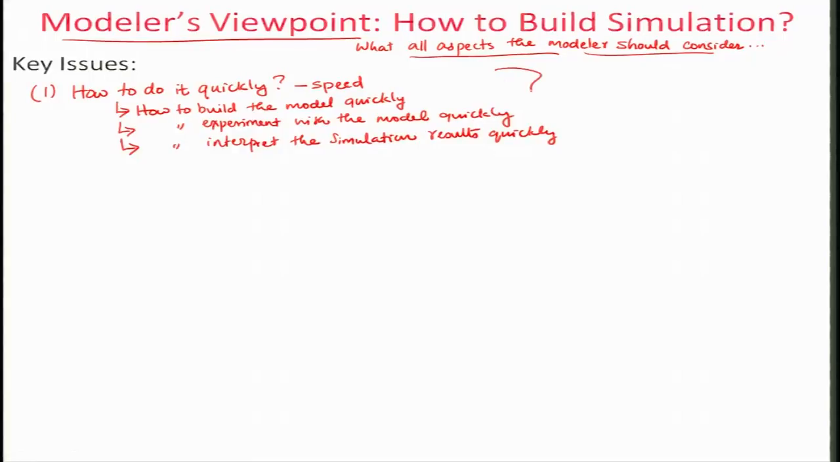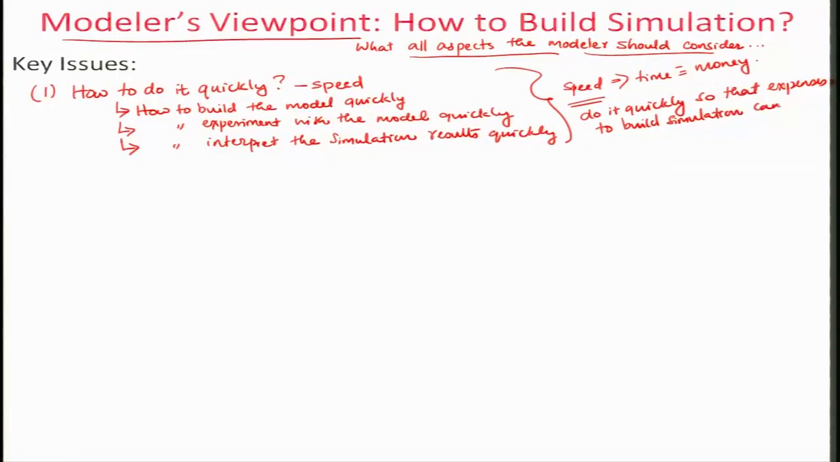All of these things focus on speed, because time is equivalent to money. The more time you spend on this, the more money you will end up spending on running the simulation. So, here what you are trying to do is do it at a quicker, faster pace, so that the expenses to build the simulation can be reduced. This is the major consideration in how to do it quickly, the speed.